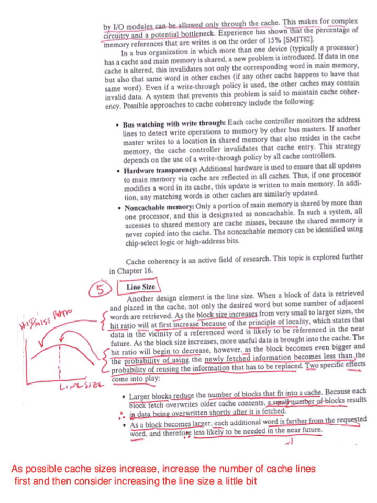That whole thing is very important, and I almost certainly will want you to know that, and it may be tested. And so finally here, as possible cache sizes increase, this is what you want to do: increase the number of cache lines first, and then consider increasing the line size a little bit. It's a general overall principle.